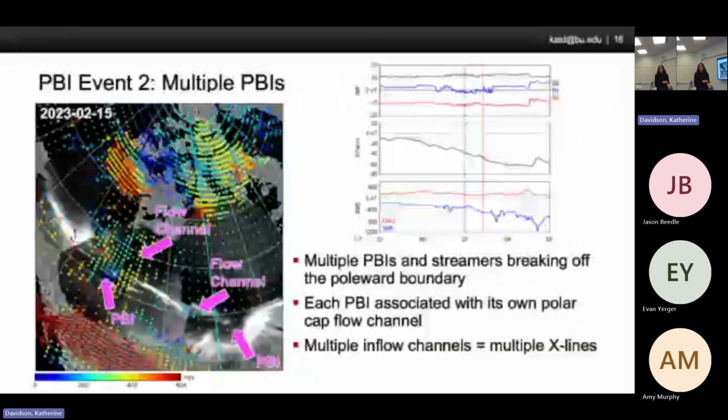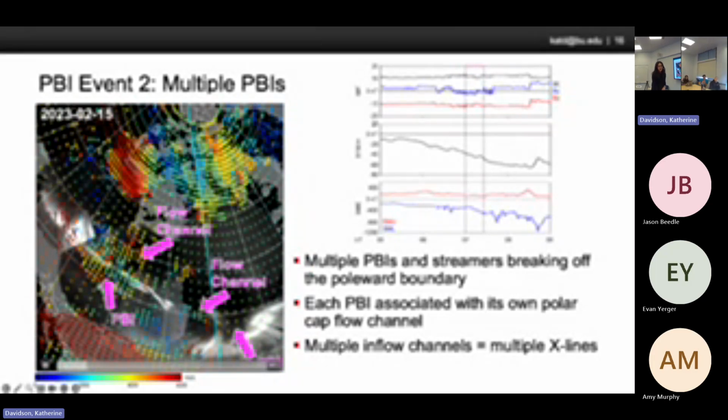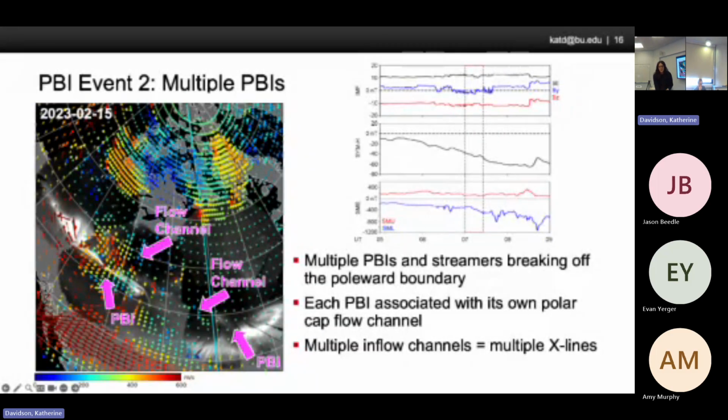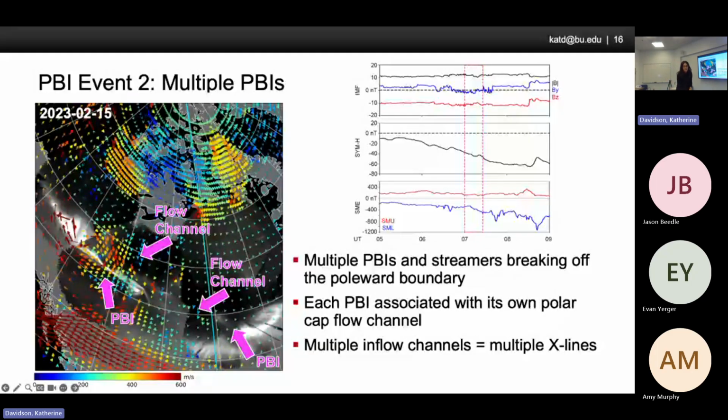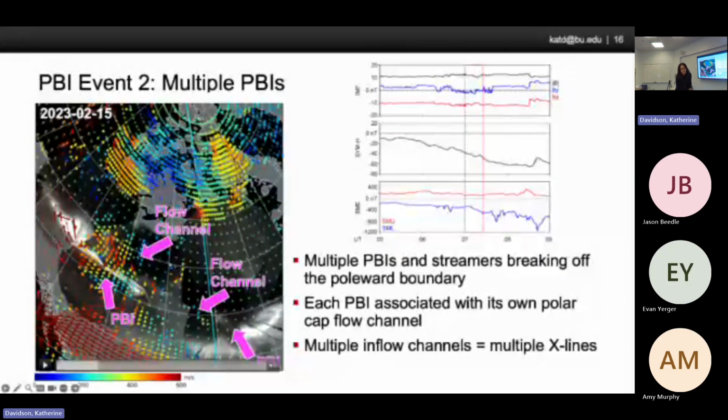For our second event, we have a storm time event. So in the geomagnetic indices plot, we have a very strong solar wind driving main phase of the geomagnetic storm. And we also have a lot of auroral activity and substorm activity occurring as well. In this event, you'll see multiple PBIs and streamers breaking off the poleward boundary. This line here roughly indicates the poleward boundary.